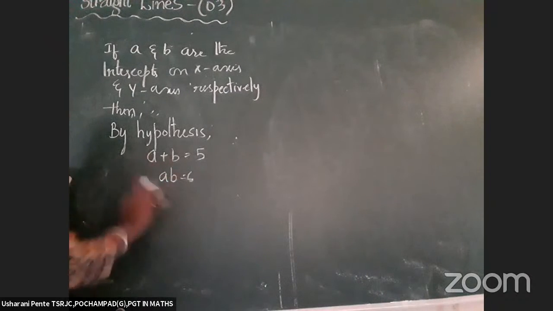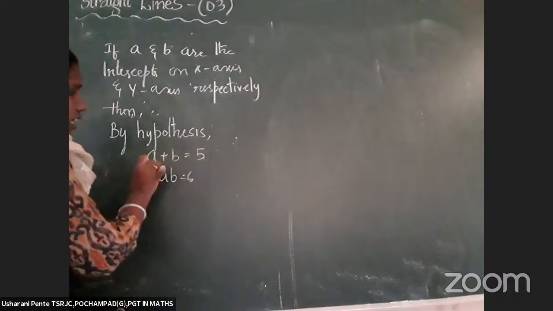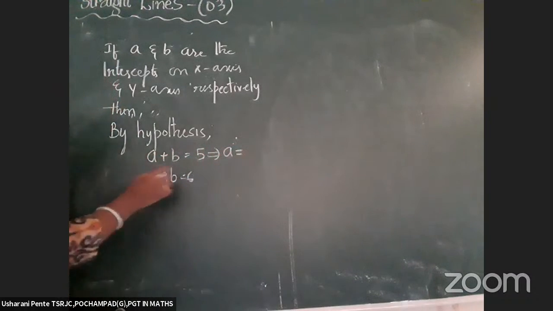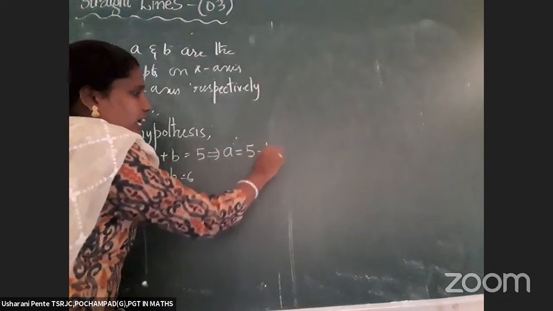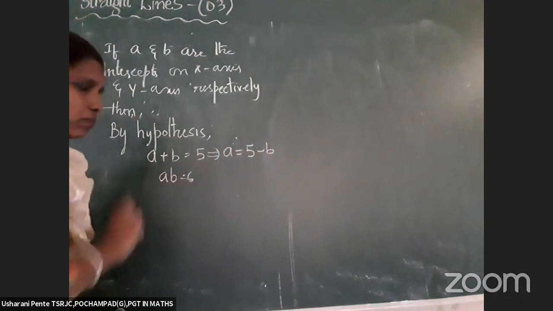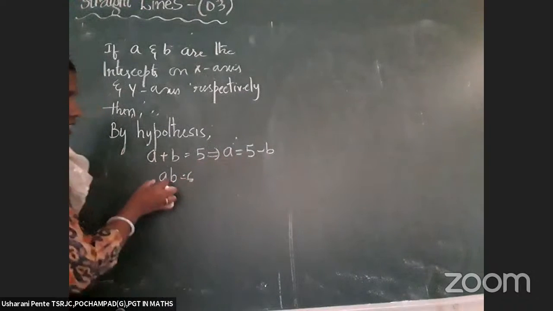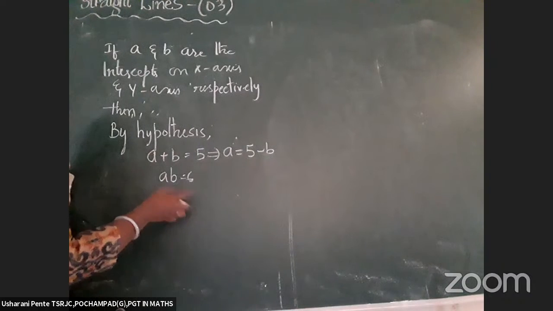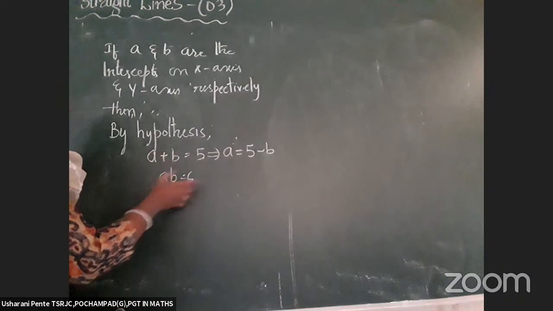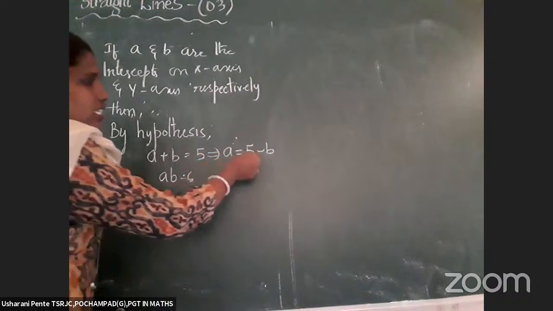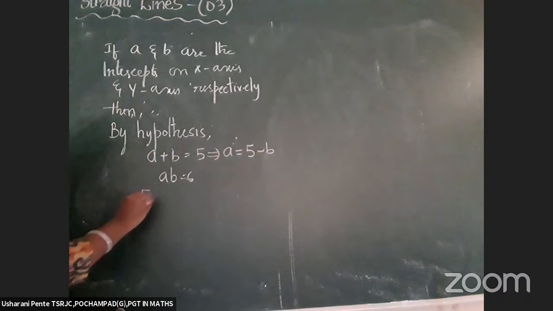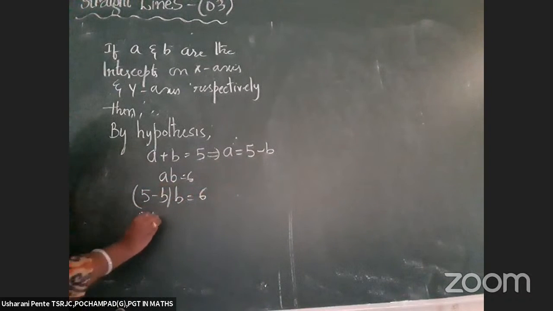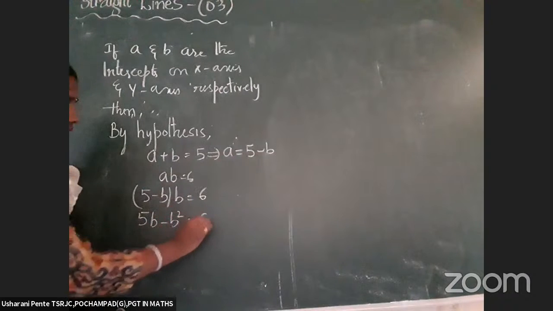from these conditions, A plus B is equal to 5. This implies A can be written as 5 minus B. Now substituting 5 minus B in place of A in this condition, that is, 5 minus B into B is equal to 6. That is 5B minus B square is equal to 6.